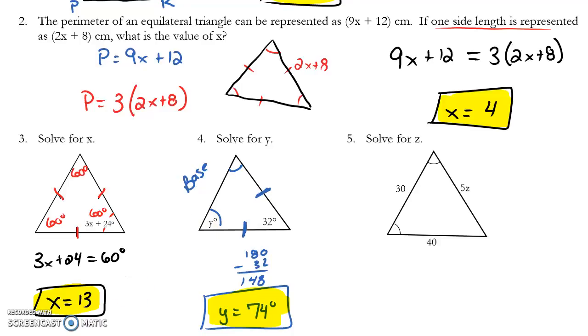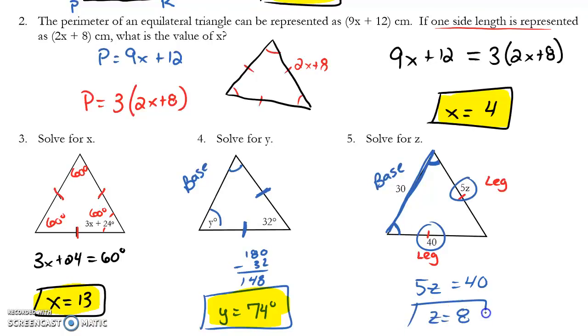And finally, it's the same idea, only in the opposite direction. I'm told these are my congruent angles. Since this is the side that touches both angles, that makes this side my base. If that's my base, my other two sides are my legs, and in an isosceles triangle, it's your legs that are congruent. So that is what I am setting equal. The 30 is unnecessary information in this example. 5z is equal to 40, and that makes z equal to 8.